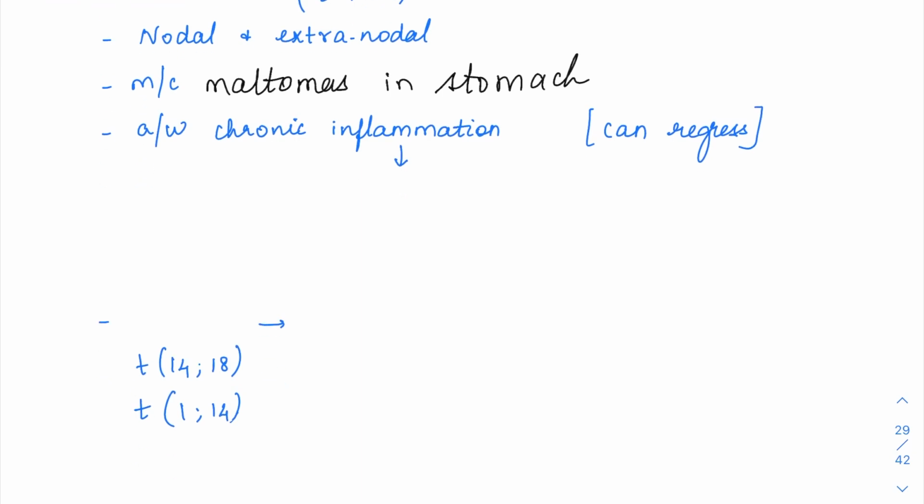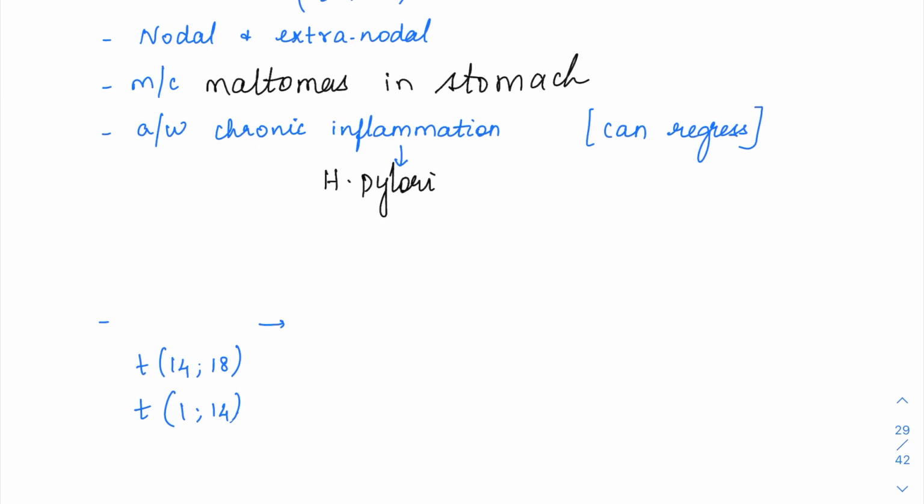Okay, and any chronic inflammation, as I mentioned, can turn into lymphoma. So the type of lymphoma which is going to happen in a chronic inflammatory background is a marginal zone lymphoma. Examples will be H. pylori associated lymphoma, right? So stomach maltoma we saw. So that is going to be H. pylori associated. H. pylori is going to cause chronic gastritis, wherein you are going to have lots of chronic inflammation.